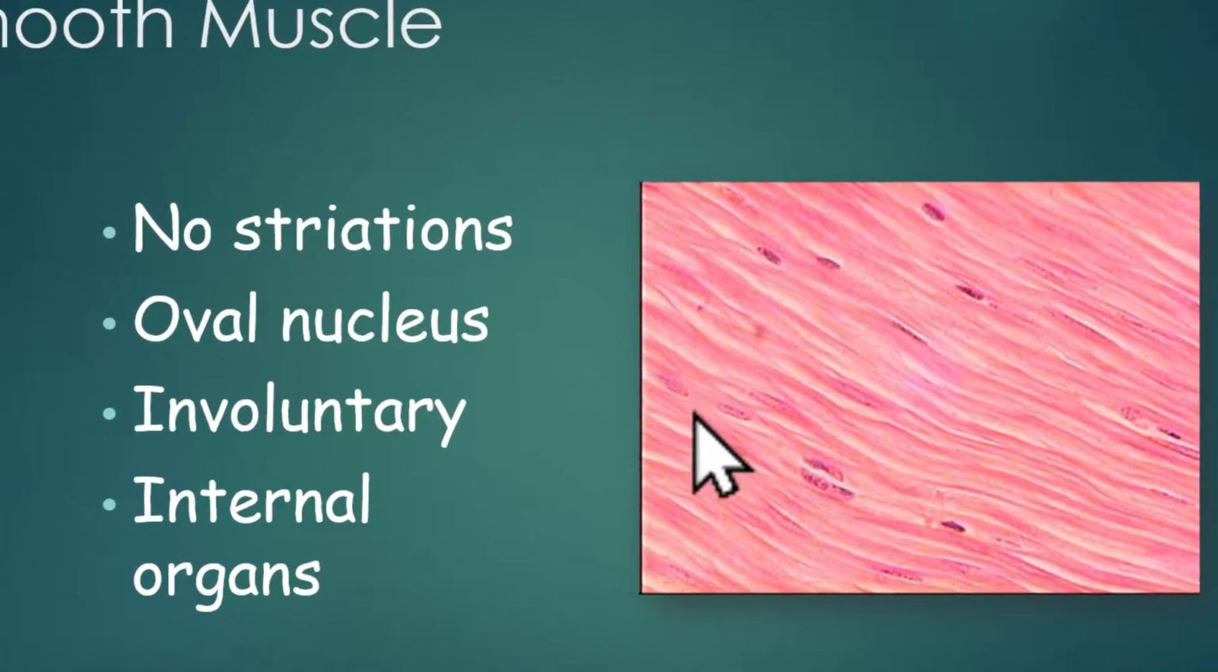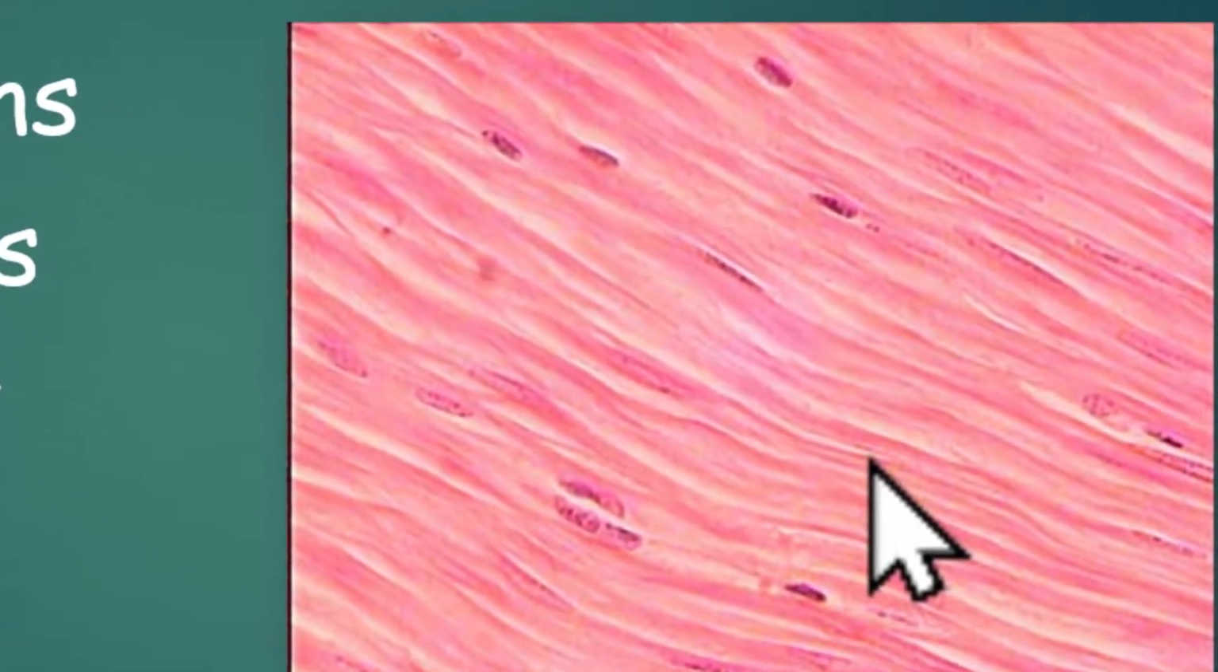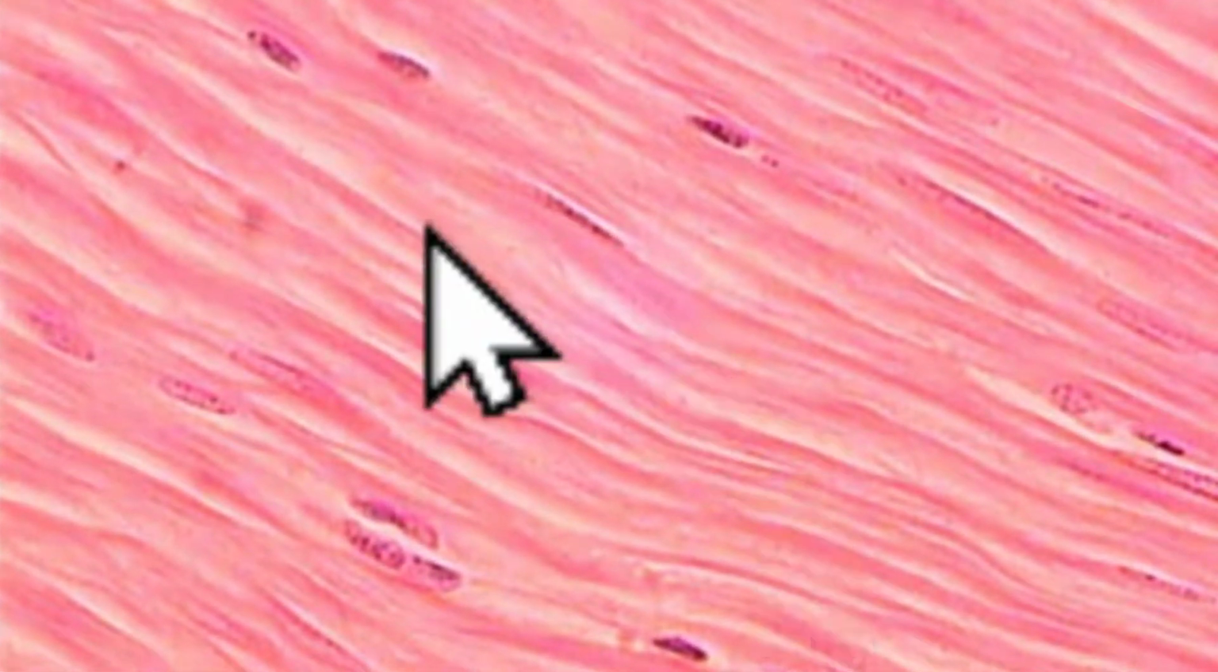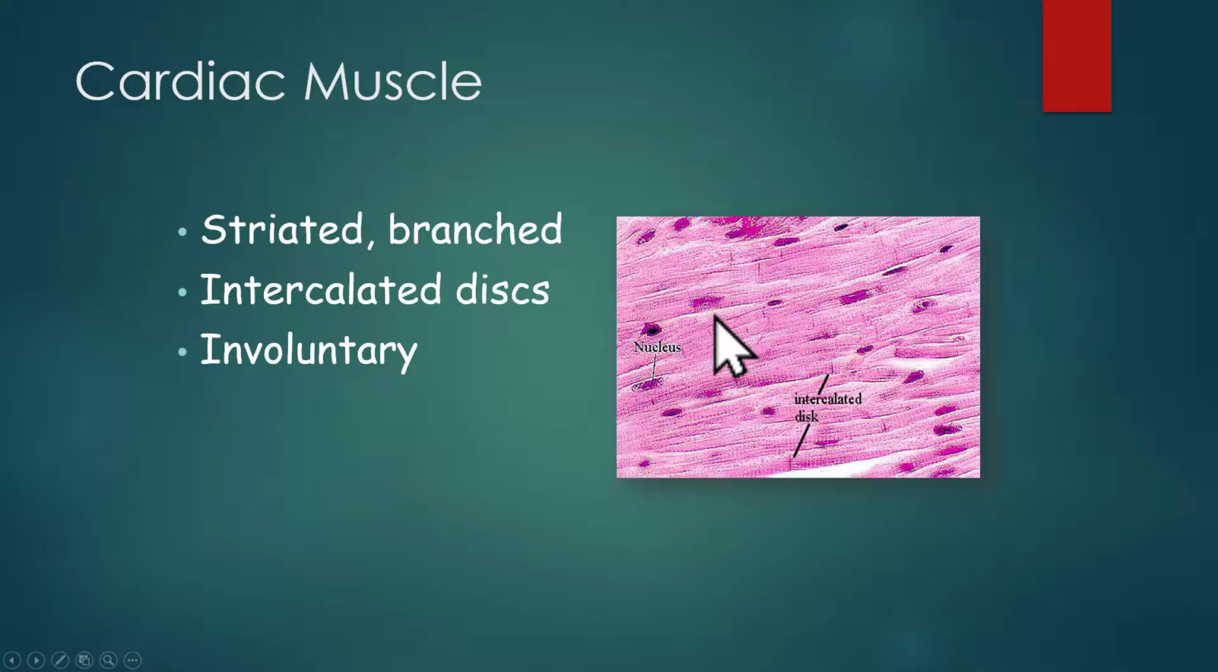So this is, first of all, you're going to notice there's no striations. This is not a striated muscle. The nucleus is fairly oval, and this is an involuntary muscle. You choose to swallow the food. You're using skeletal muscle to swallow the food, but once it gets down in the throat, you're done. You don't have a choice. The food's going to go down, and it's going to go down into the stomach, in the gut, okay? So smooth muscle, involuntary, you don't have any choice. No striations. Nice and smooth looking.